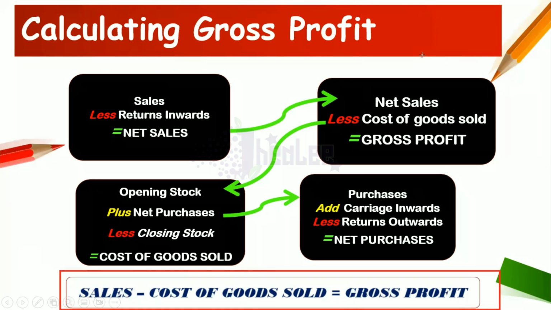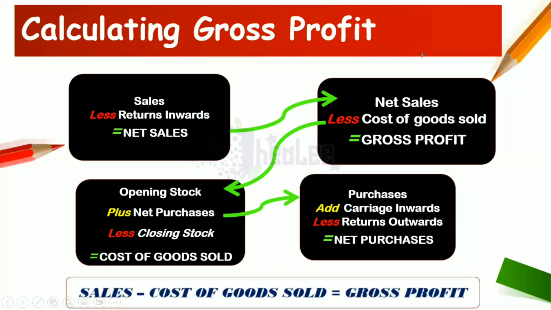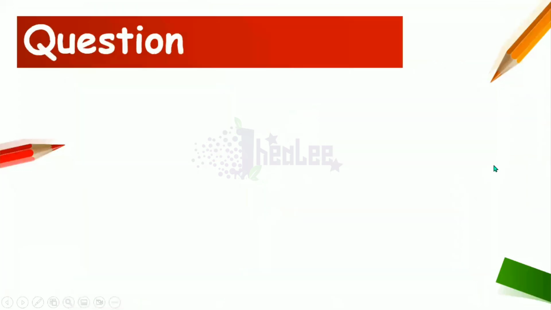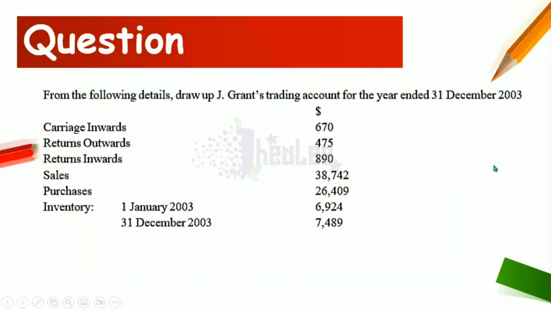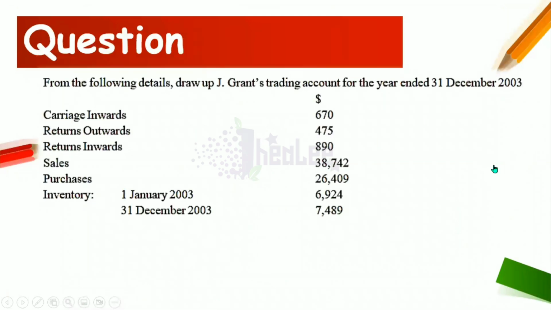We are now going to move into looking at a calculation using this question, which is taken from the Frankfurt Principles of Accounts text. And we're required to draw up J. Grant's trading account for the year ended 31st of December 2003. And we have some balances. We have carriage inwards, returns outwards, returns inwards, sales, purchases, inventory, and you're seeing two inventory figures.